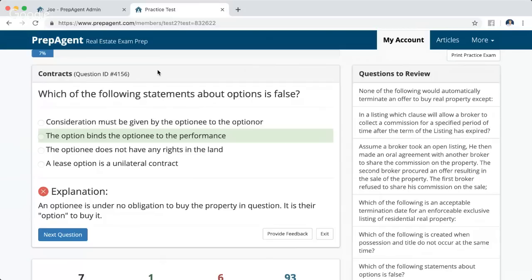Can you guys give me an example of a unilateral contract? Lost dog sign. Good job. Find Muffy, pay $500. You don't have to go look for Muffy, but if you find Muffy, you're owed $500. An open listing. Okay, good. And on the board, a lease option is a unilateral contract. It says on the board. Good.